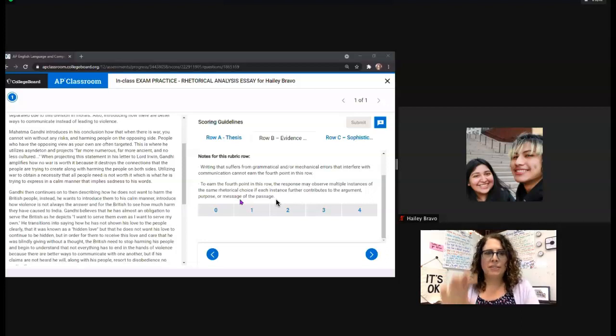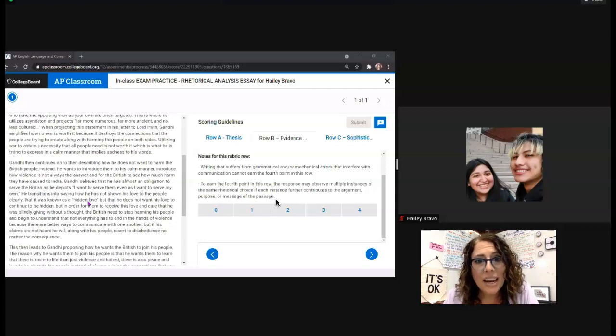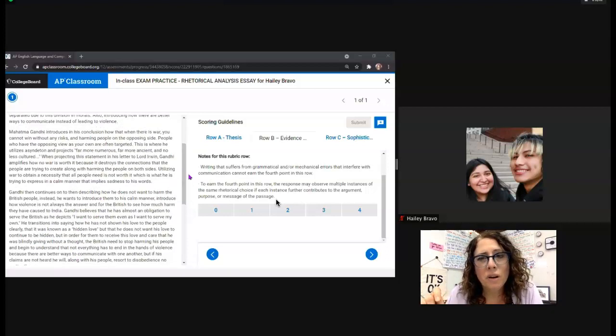Yes, you can notice. So let's say, this is tricky. Let's say in two of the body paragraphs, Haley talks about the same rhetorical choice. What are they saying about that? They're saying that, okay, that's okay if each instance further contributes to the argument, the purpose, the message of the passage. I'm going to throw that out there as a if you have no other option, because I don't want people to get stuck on repeating what you've already said.